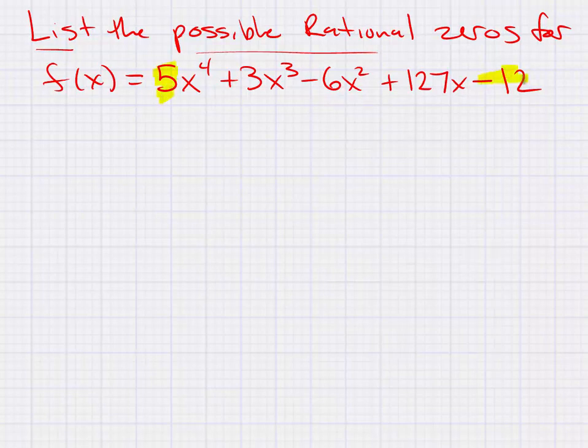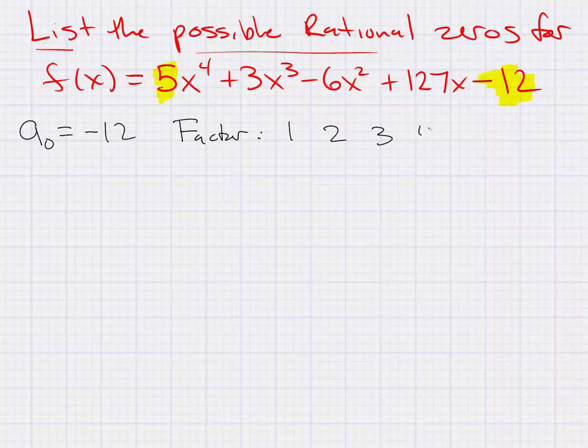So these are the two numbers that are important. So what I'm going to do is I'm going to say, okay, A sub 0 is negative 12. Factors: 1, 2, 3, 4, 6, 12. Plus and minus 1, all of them. And it's always going to be plus and minus, regardless of whether or not the original number is positive or negative. Because two negatives can get you a positive, two positives get you a positive. When it's negative, you have a positive and negative. So any way you do it, you can get a positive and a negative.